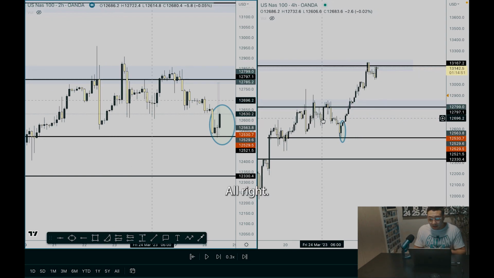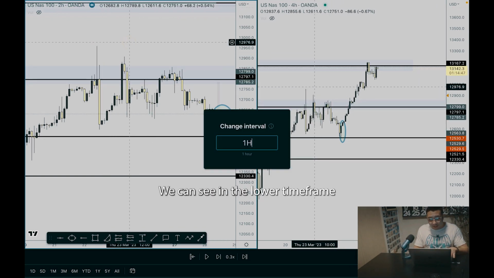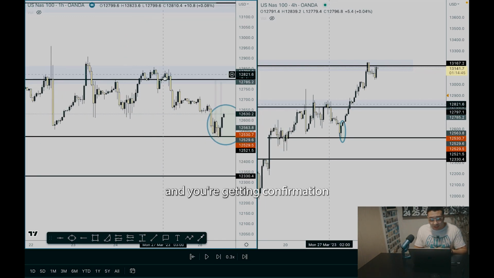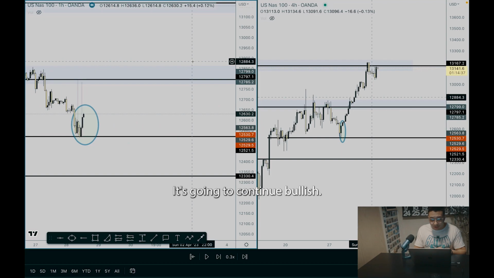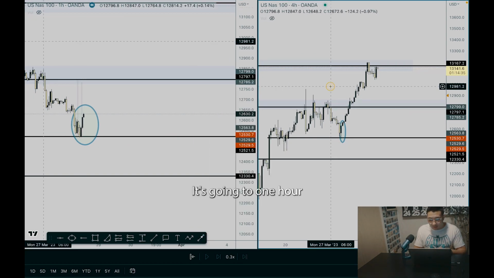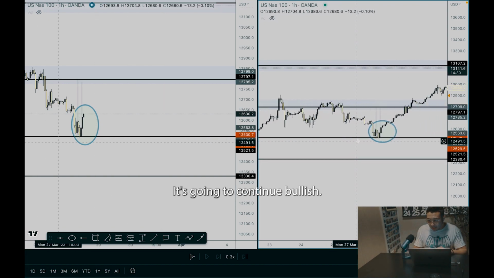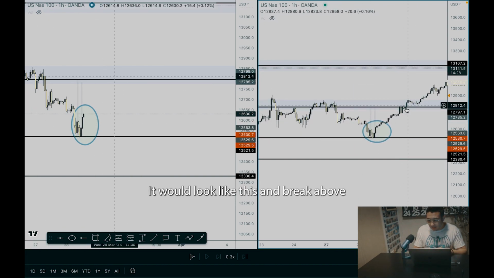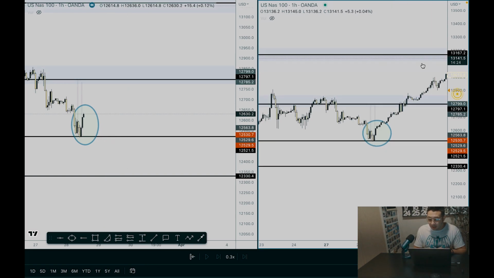You understand that, all right, price is rejecting here, giving bearish candles. We can see on the lower time frame there's a lot of rejection, and you're getting confirmation for that here. If price was going to continue bullish, it wouldn't look like this, okay? It would never look like this. Let's go on the 1 hour on the right-hand side too so you can see. If it's going to continue bullish, it would break above and hold, with strong volume. We didn't see that here.